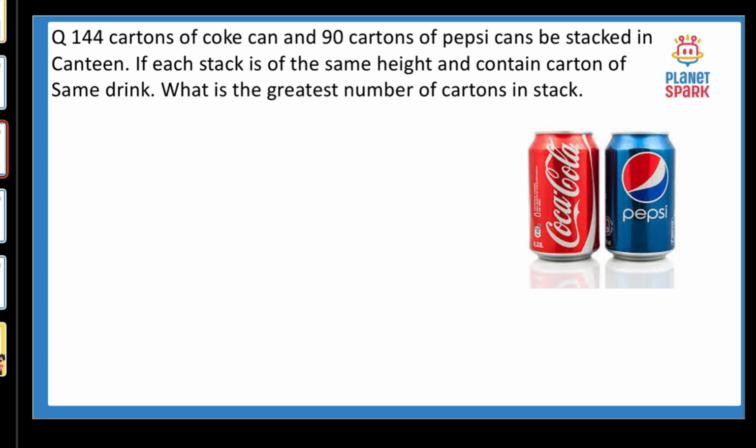The question is: 144 cartons of Coke and 90 cartons of Pepsi can be stocked in a canteen. What is the greatest number of cartons of the same size and height that contain cartons of the same drink? We have to find the greatest number required. Now the word greatest gives us a hint that we need to find the HCF. We need to find the HCF of 144 and 90. We are going to do prime factorization of 144 and 90 and find the HCF.